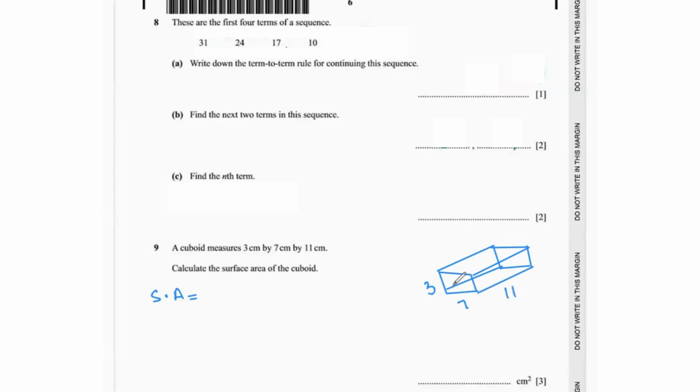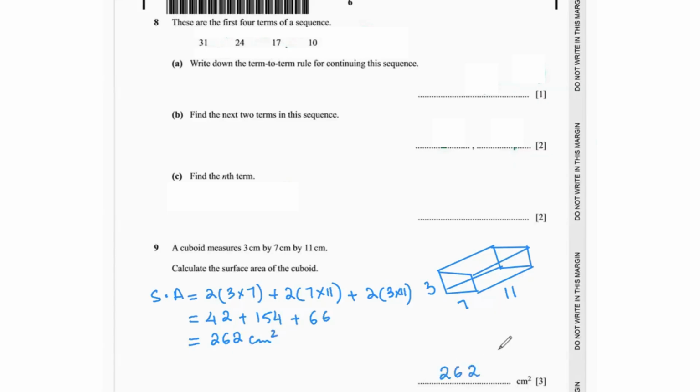These are your measurements. So we have two faces which are 3 by 7, so 2 times 3 by 7, plus two faces which are 7 by 11, so 2 times 7 times 11, and two faces which are 3 times 11. So that's going to be 21 times 2, 42. 77 times 2, 154. And 2 times 33, which is 66. So then we add it up. That's 262 centimeters squared. That's your surface area of the cuboid.